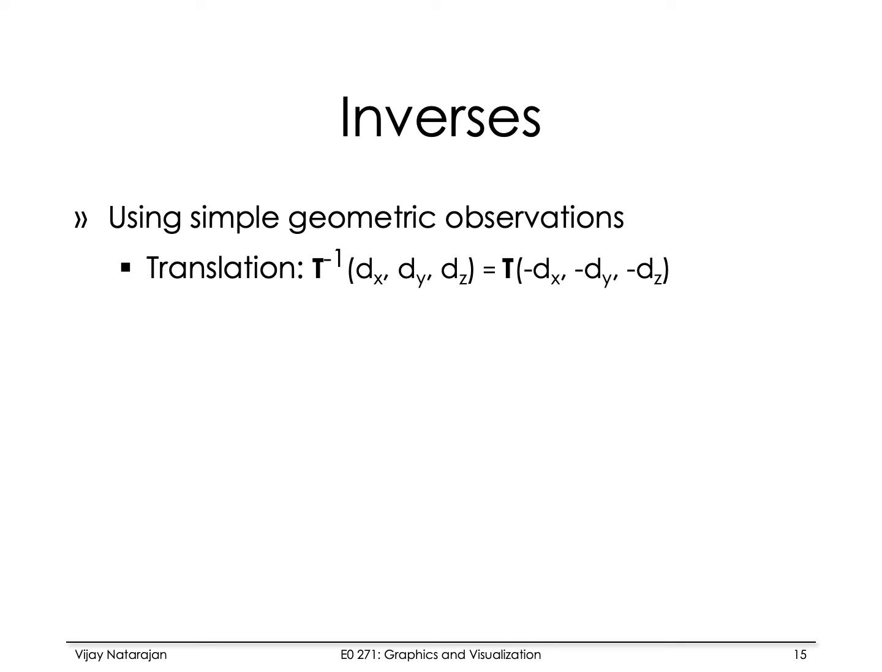Translation first. The inverse of a translation, T inverse, is essentially translating by the negative vector, right? So T inverse with respect to displacement D is the same as translation by negative D.